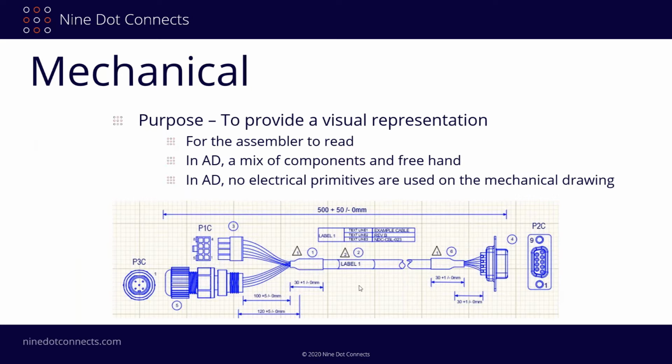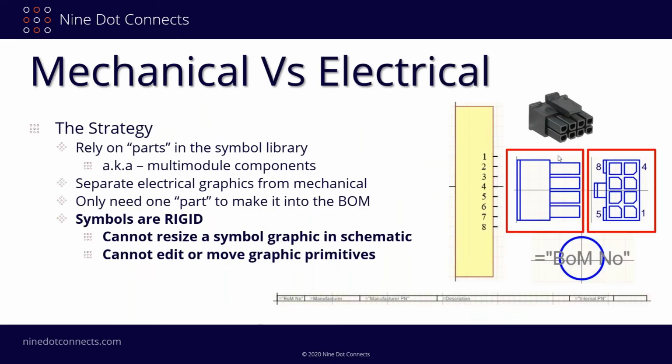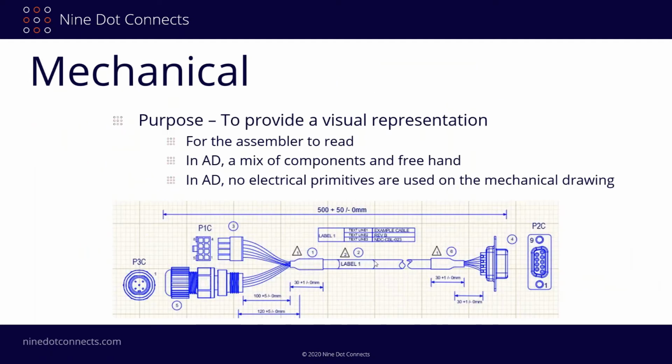And we want to give them something that is very appealing to the eye, that they can look at and say, yeah, okay, I see exactly what they're trying to do over here. And in Altium Designer, what you're seeing over here is a mix of components. So you're seeing the various elements of the symbol, along with those things that are free-handed.